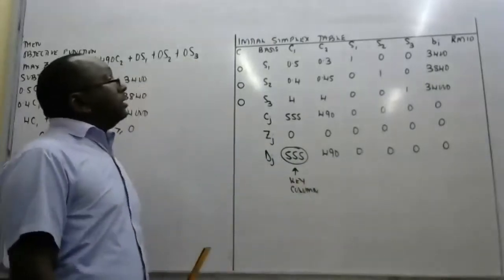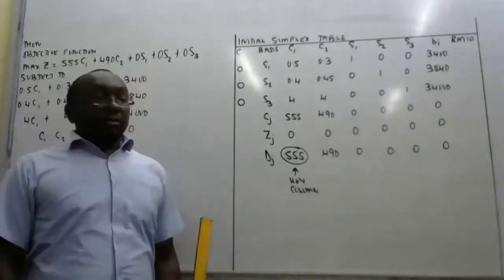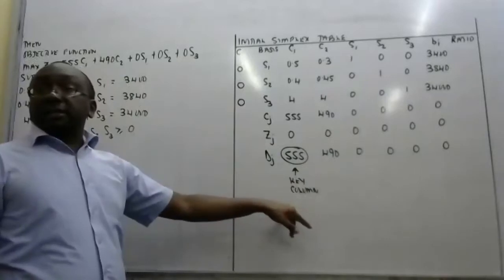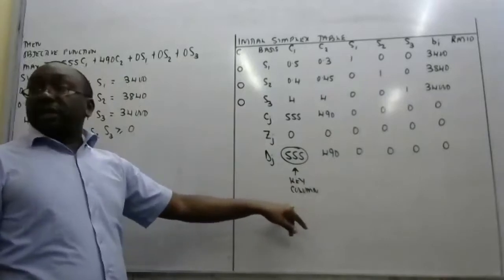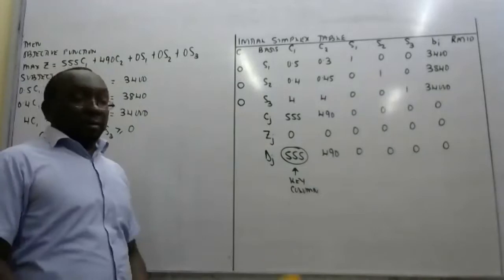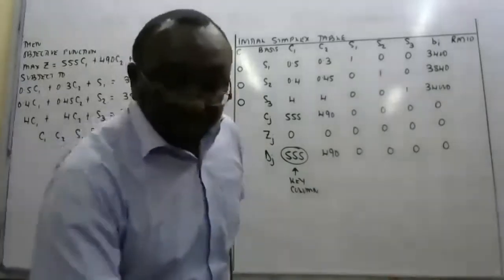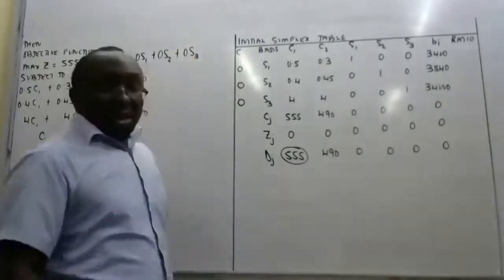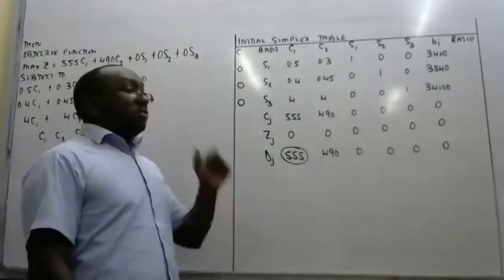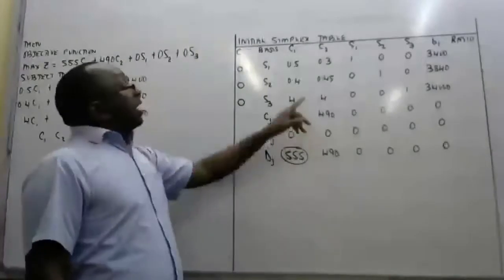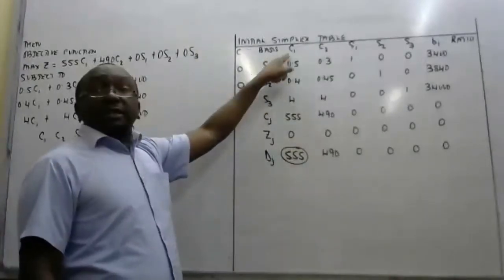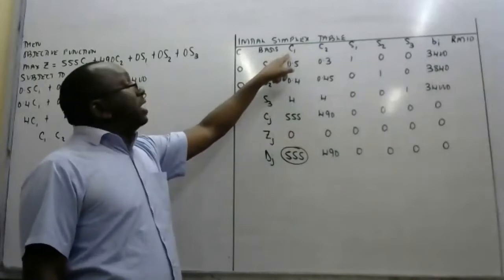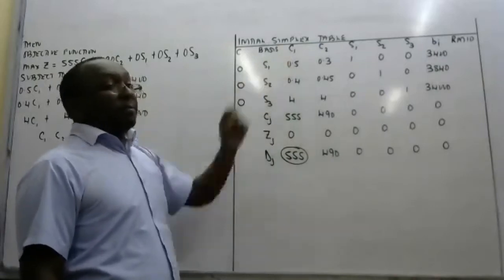I need to confine you to how you should handle this in the exam. You don't need to keep on writing these things, so let me be very specific. That is called the key column. But I will just mention so that you remember: the item in the title of that column is called the incoming variable.